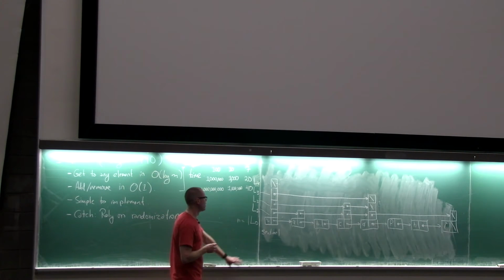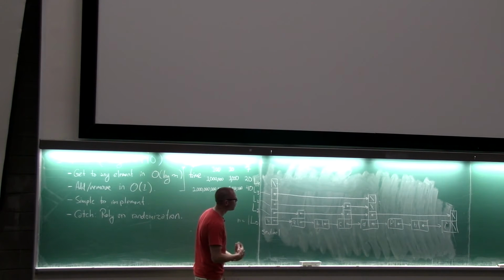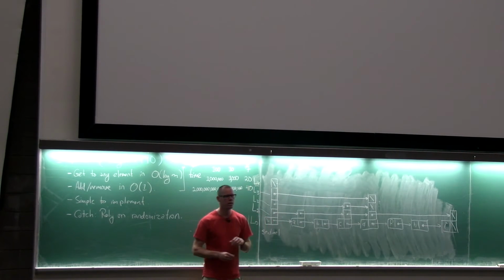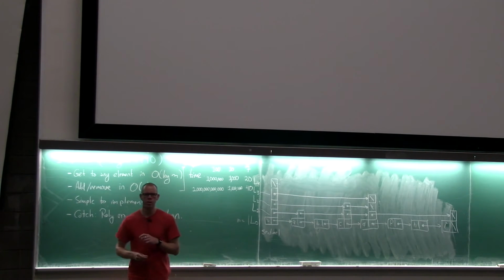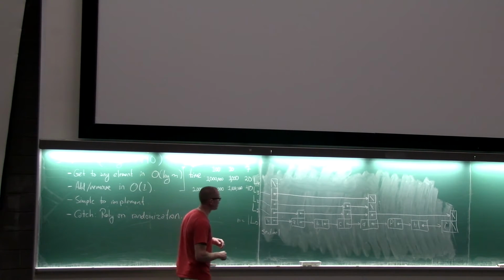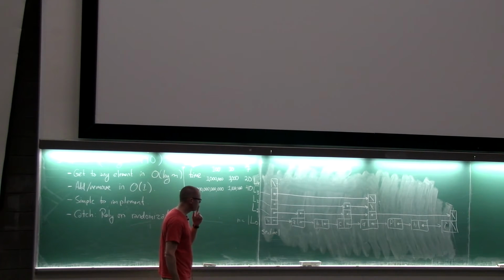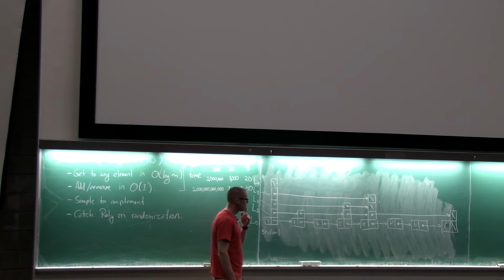And don't think of the sentinel as being part of the list. When I talk about the size of the list, I mean the number of nodes in the list except for the sentinel. The same way we don't think of the dummy as being part of a doubly linked list when we're counting the size. All right. Good. Any questions about that?